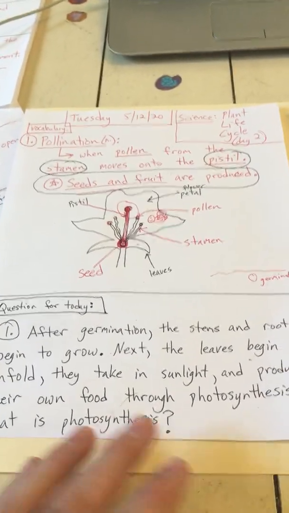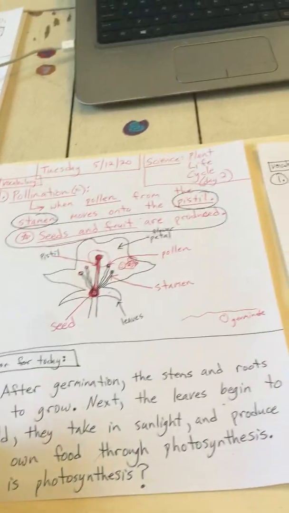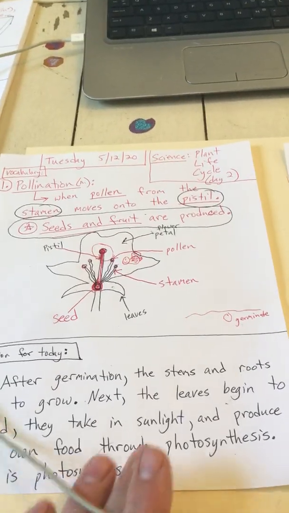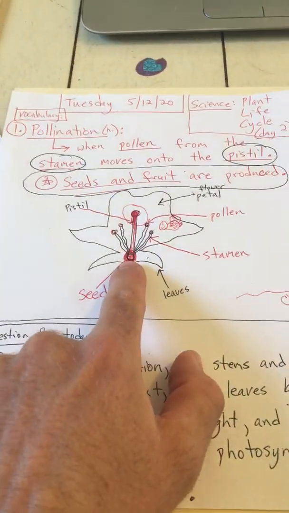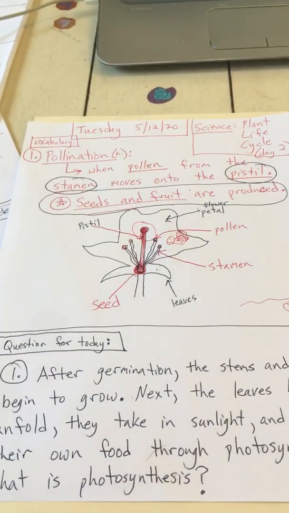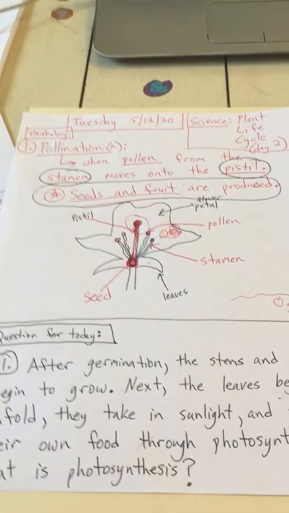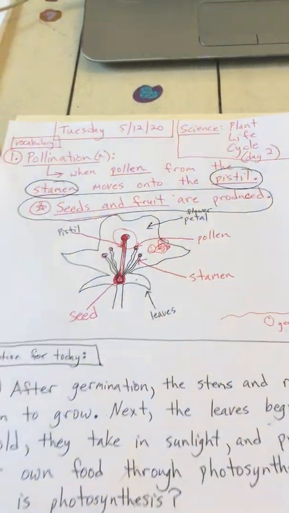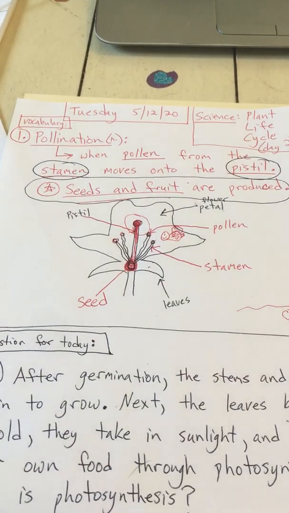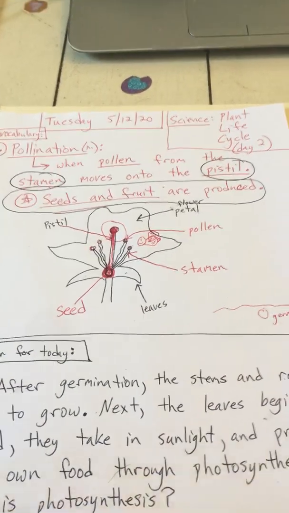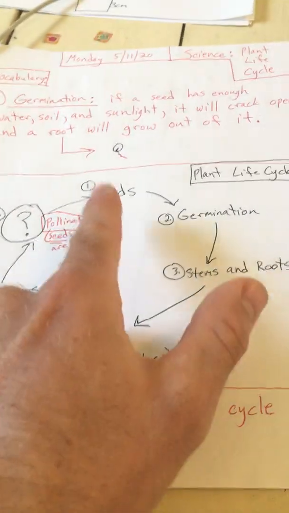All right, so let's do a quick review first of what we've learned the last few days. Yesterday we learned about pollination. We learned about how pollination is the last stage in a plant's life cycle, and that is when it grows its seed or a fruit if it is a fruiting plant. Seeds and fruit will then be produced after the flower is pollinated, and at that point it will begin to die, and the seeds will then start the cycle over at seeds.